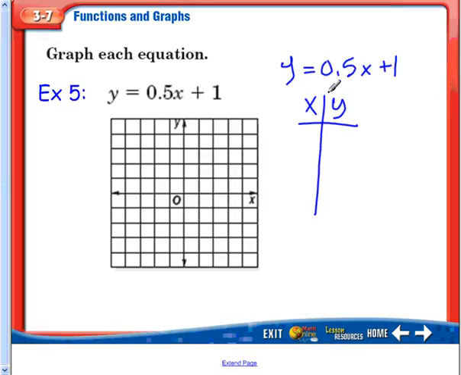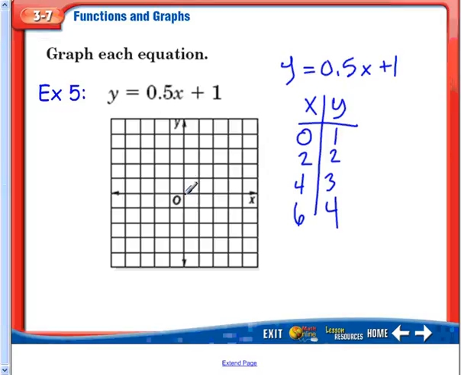Since it's easier to take a half of an even number, I'd like to use even numbers. I'll start with 0 because that one will work well for us. And then 2, 4, and 6. 0 times 0.5 is 0, plus 1 is 1. 2 times 0.5, that's half of 2, is 1. 1 plus 1 is 2. 4 times 0.5 is half of 4, which is 2. 2 plus 1 is 3. And 6 times 0.5 is 3. 3 plus 1 is 4.